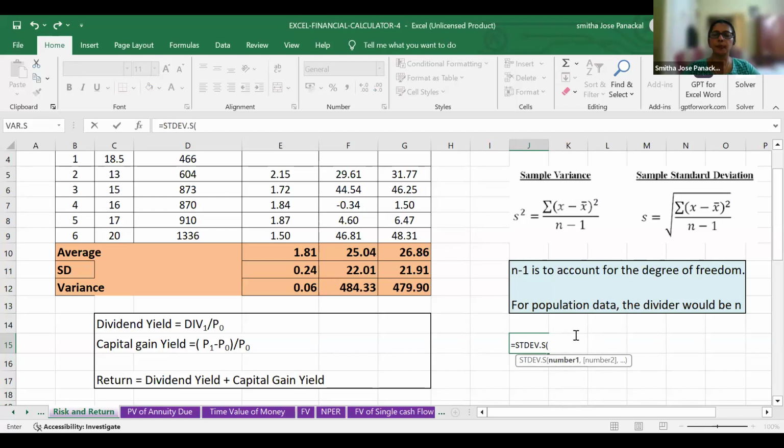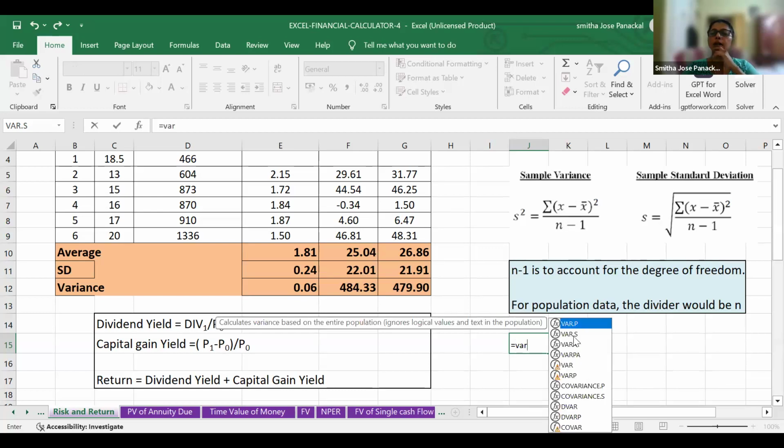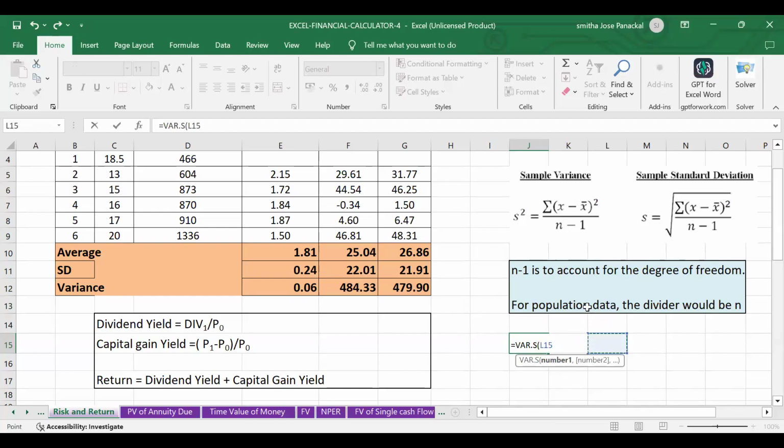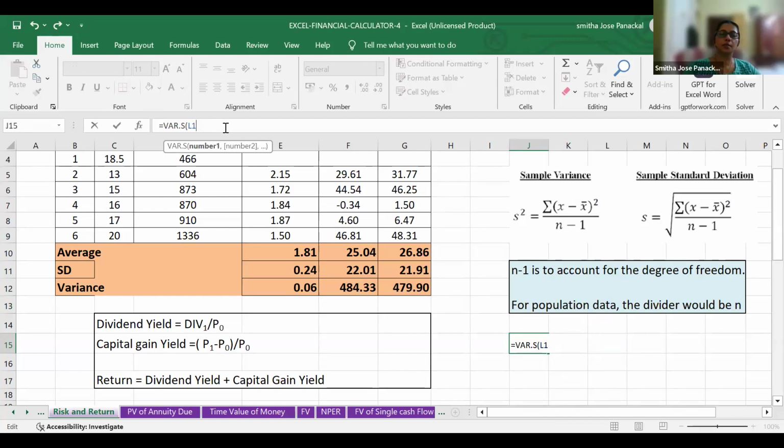Hope it is clear. Using Excel, you can find the standard deviation. And like that, you can do variance also. For getting variance, you put equal to, then VAR. For variance also, you can select VAR.S, sample variance. Then you select the range. Is that clear? Yes, ma'am, clear. These are the two expressions of unsystematic risk.